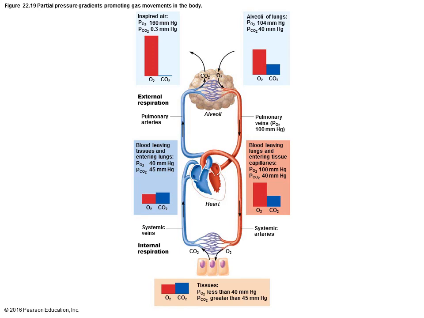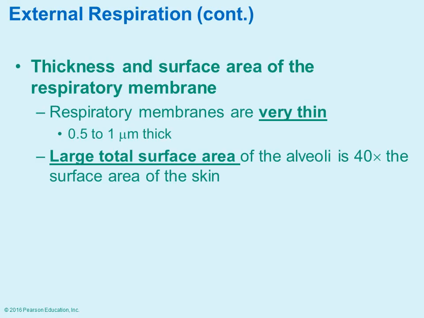When you look down at the tissue level, you can see the opposite is going to occur. In the tissues, the CO2 is high. It's going to flow into the blood. The oxygen is higher in the blood, so it's going to flow out of the blood. And this is the exchange you need at the tissue level, because the tissues need the oxygen. They need to get rid of that CO2, which is a waste product.